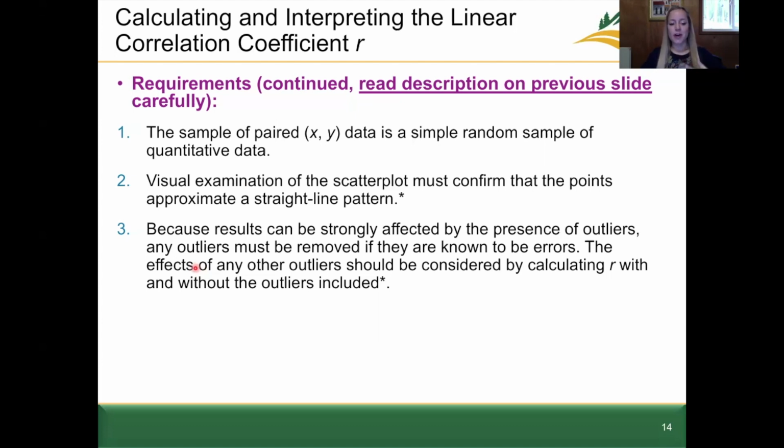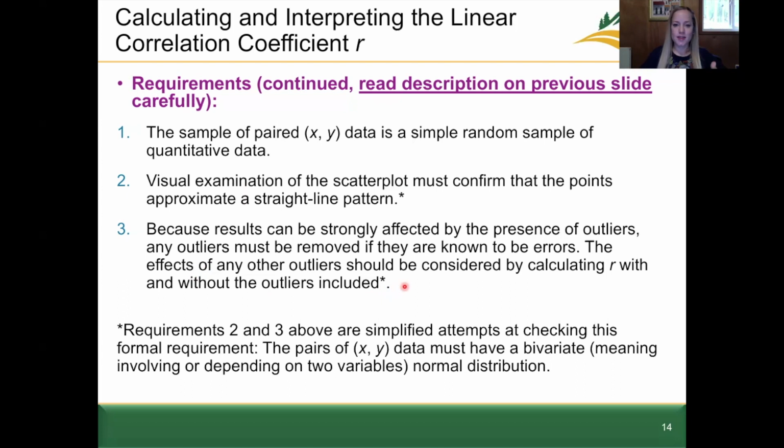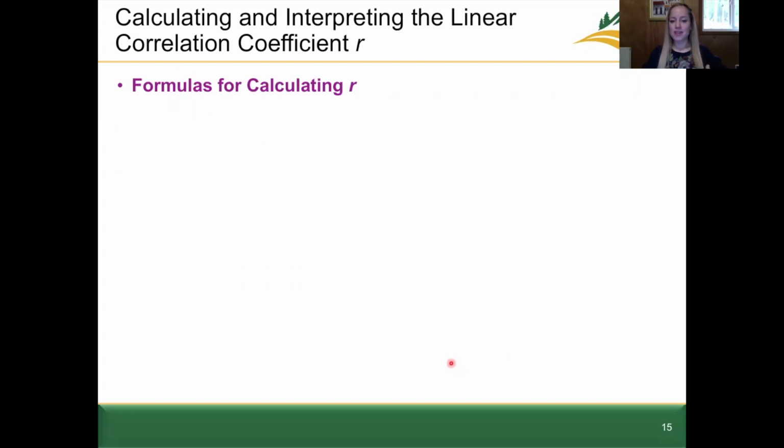Now, as we talk about requirements 2 and 3, these are actually somewhat simplified attempts at checking this formula requirement that we usually see in statistics. That formula requirement is that the pairs of XY data must have a bivariate normal distribution. By checking requirements 2 and 3, we're getting at this formula requirement, so that's what we'll do in the scope of this class. Again, as we're checking 2 and 3, we're essentially checking if our bivariate data follows a normal distribution.